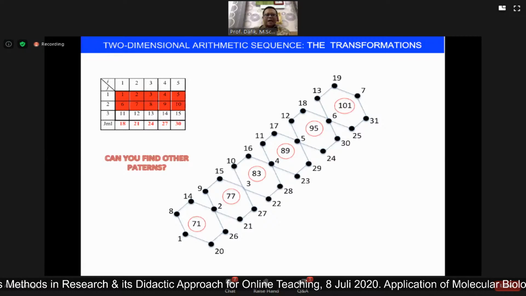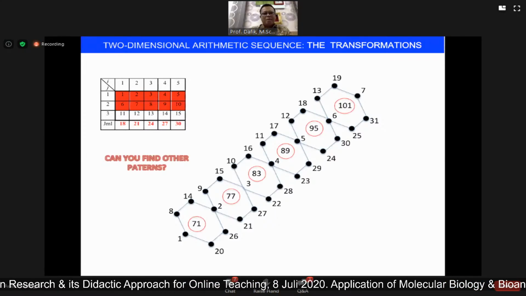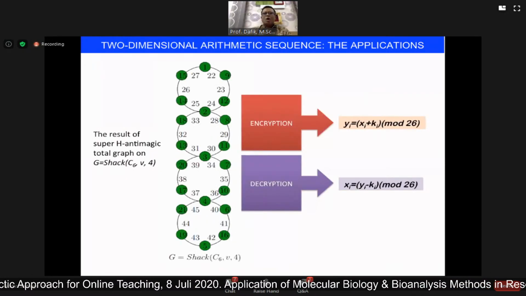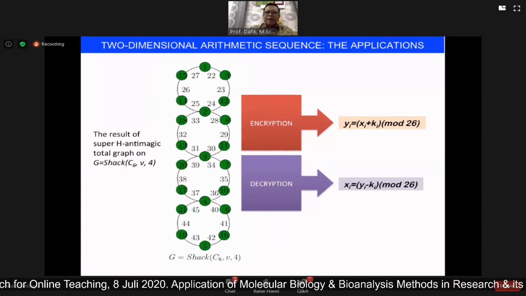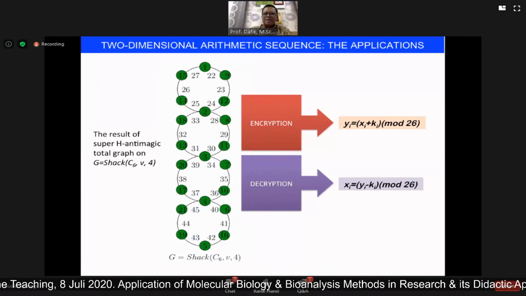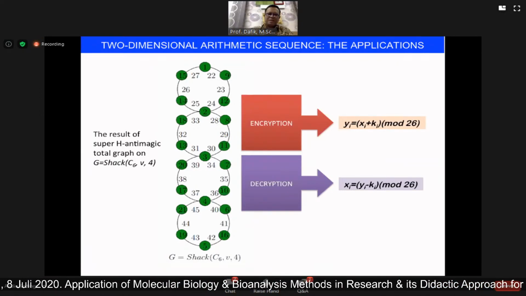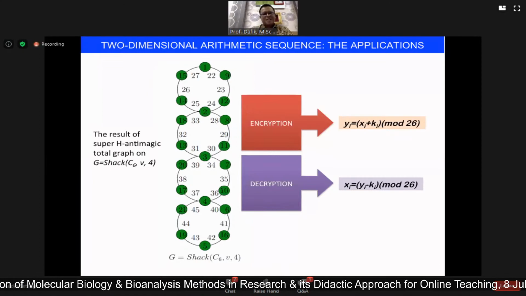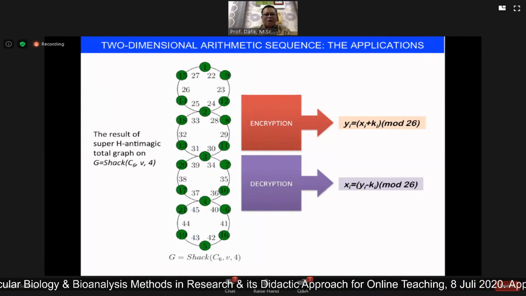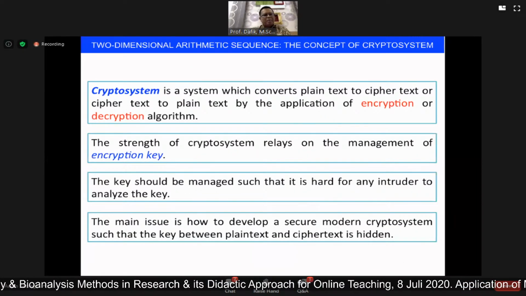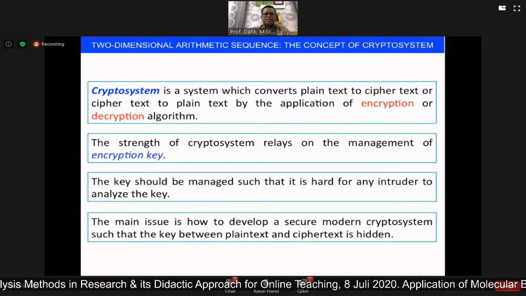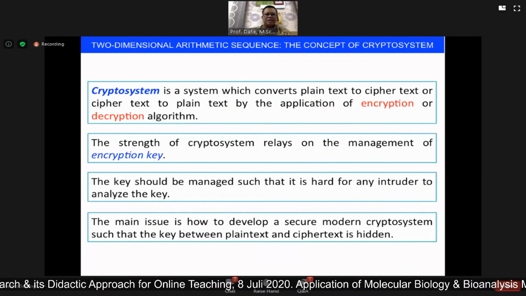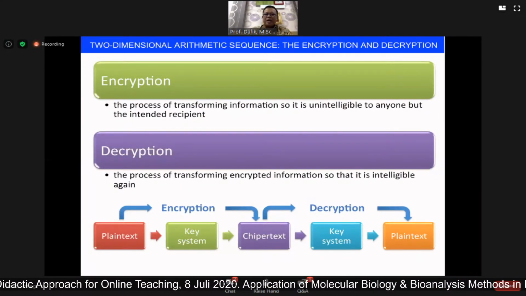So when we have this kind of labeling, then we can find applications of it. For this case, we find an application of the labeling based on the two-dimensional arithmetic sequence in a crypto system, where we have two processes, encryption and decryption. We already published this in a reputable journal. How does this work? For example, the labeling in the crypto system converts plain text to ciphertext or ciphertext to plain text. So we have encryption and we have decryption.